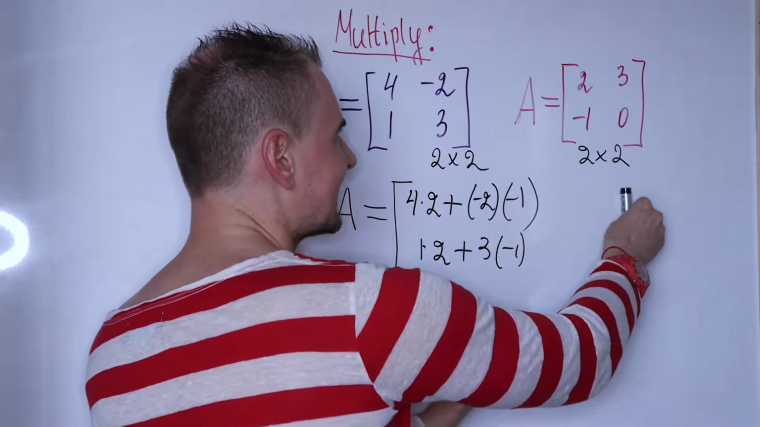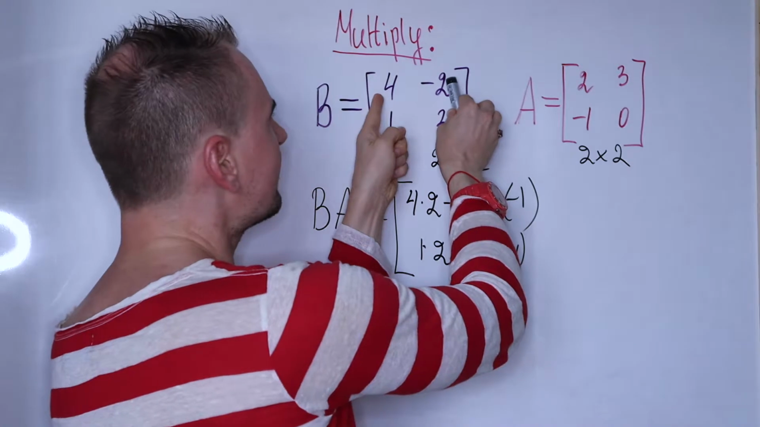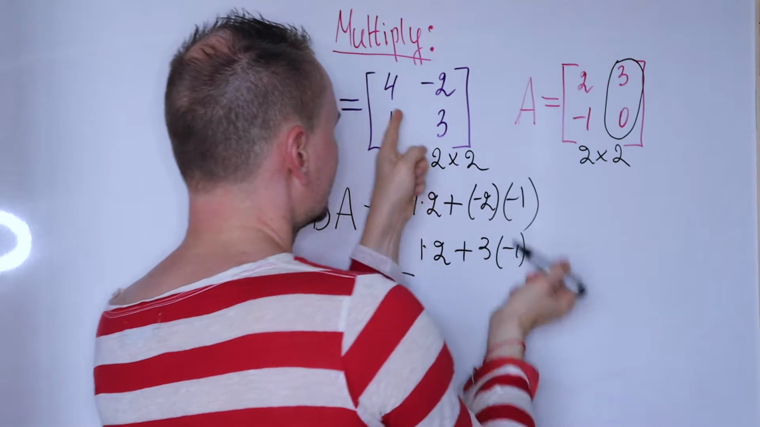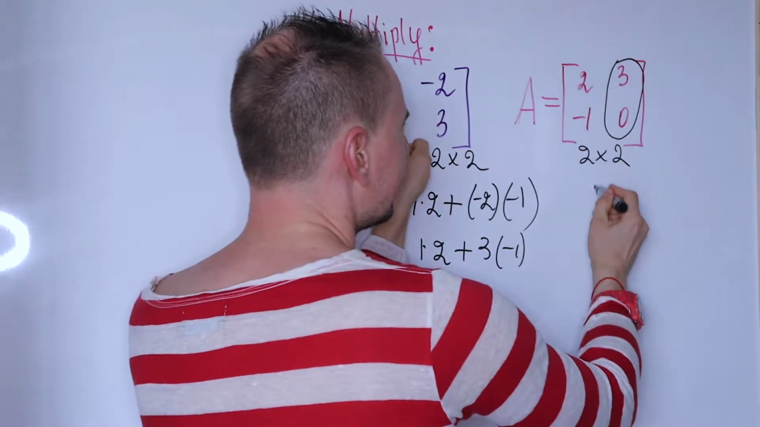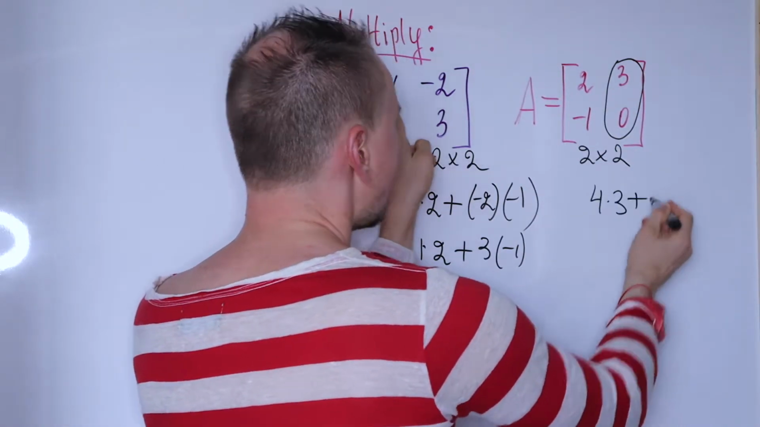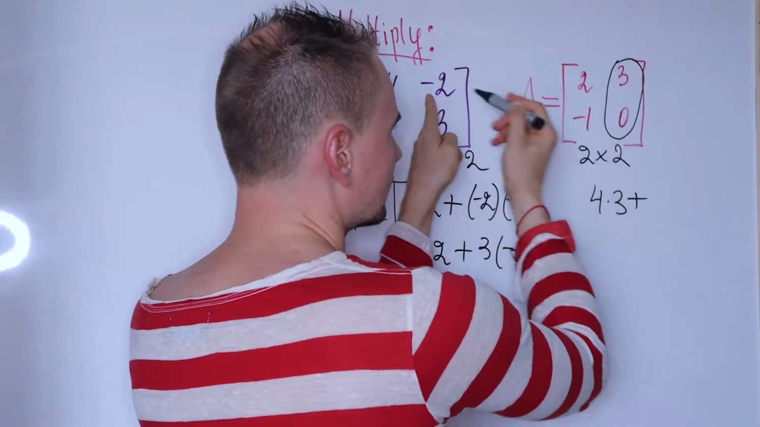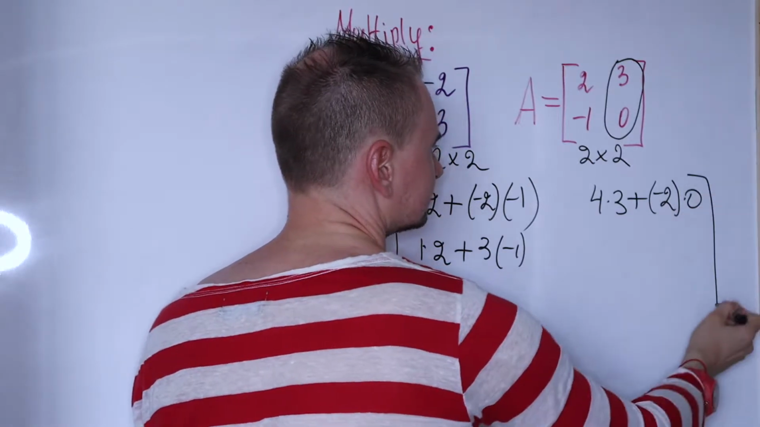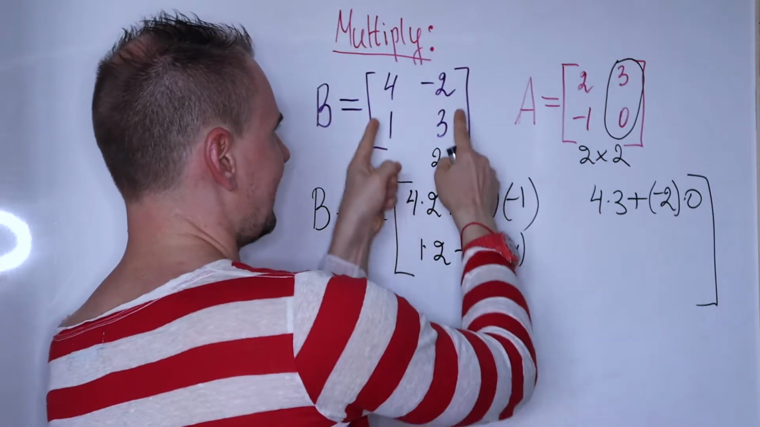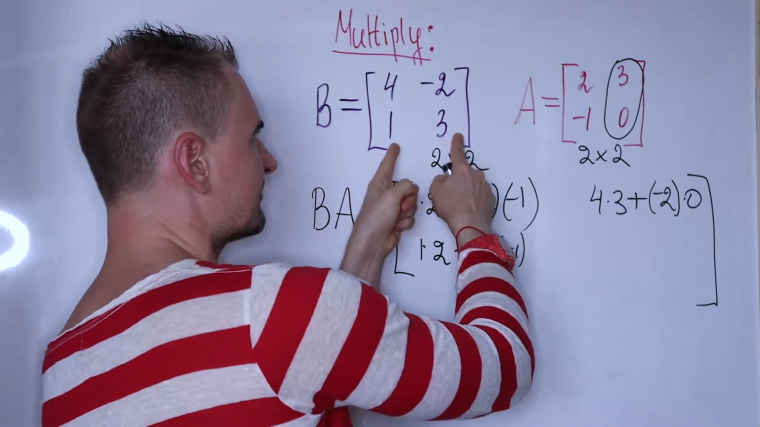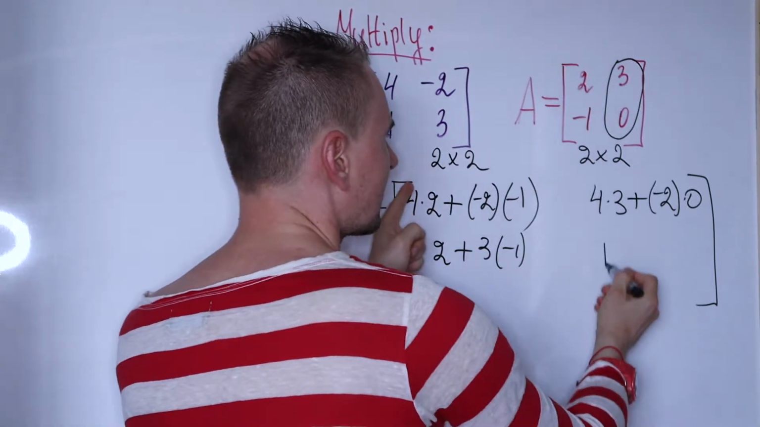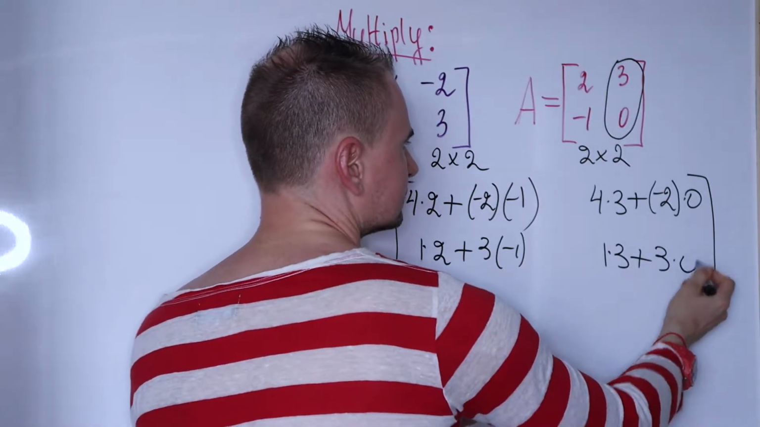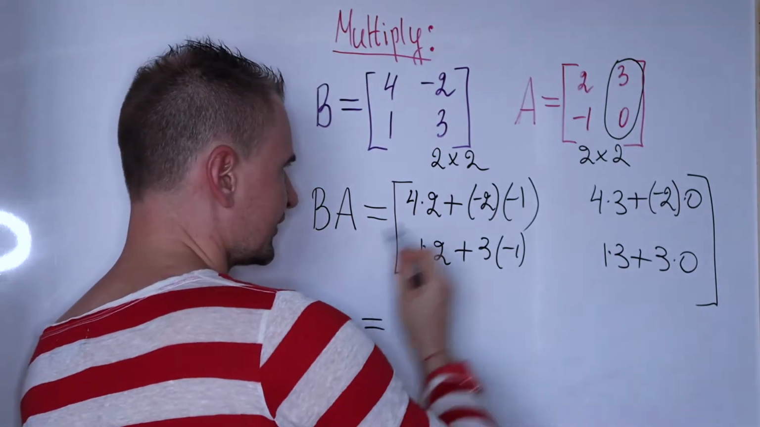Now, moving to the second column, we're going to take the first row and the second column. So the first row, 4 times 3 plus minus 2 times 0. So the corresponding entries, minus 2 times 0. And finally the last element. So the last row in the first matrix, so 1 times 3 plus 3 times 0. And all you do is just calculate.